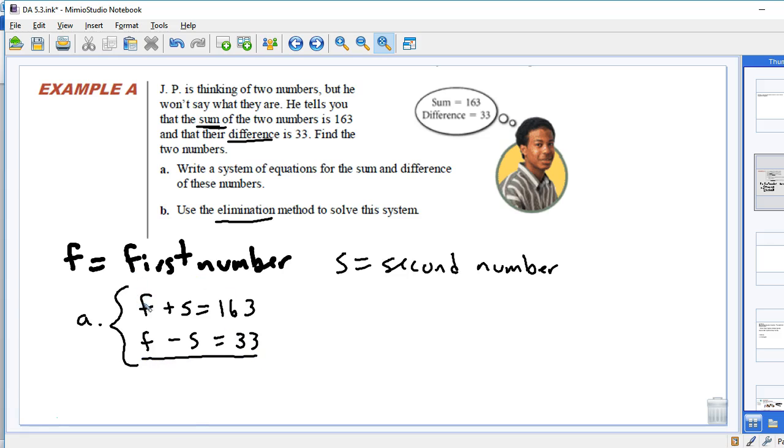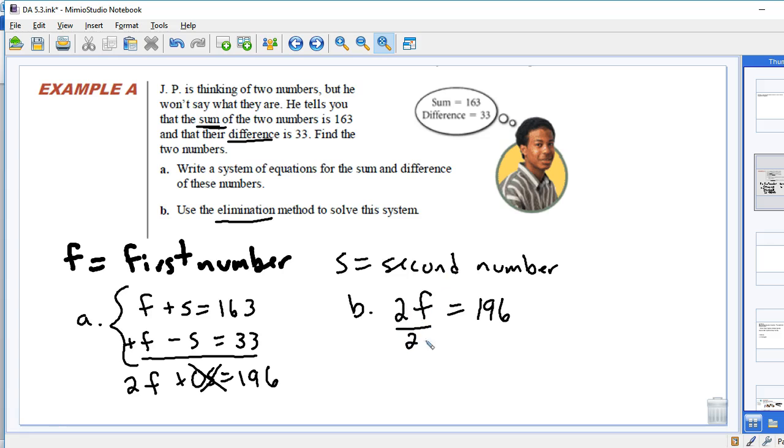So what I can do is take F plus F, and I get 2F. Now you say, why am I adding? Well, this is the reason why. If I take S plus negative S, what's S minus S? Well, that just cancels out. I get 0S. And what's 163 plus 33? It's 196. Okay, so now for part B, I can just rewrite this. The 0S just cancels out, and there's nothing there. So I can say 2F is going to equal 196. All right, well, now I can solve for F, right?